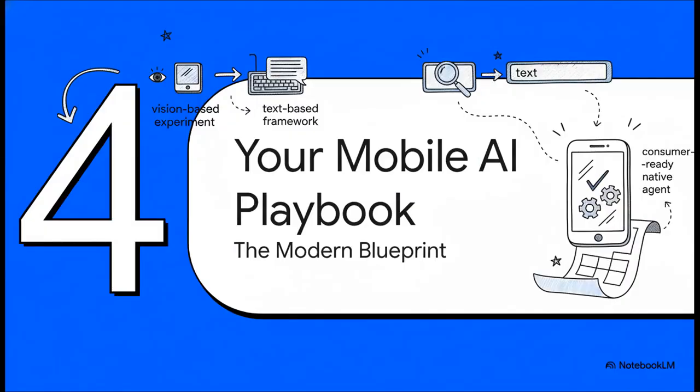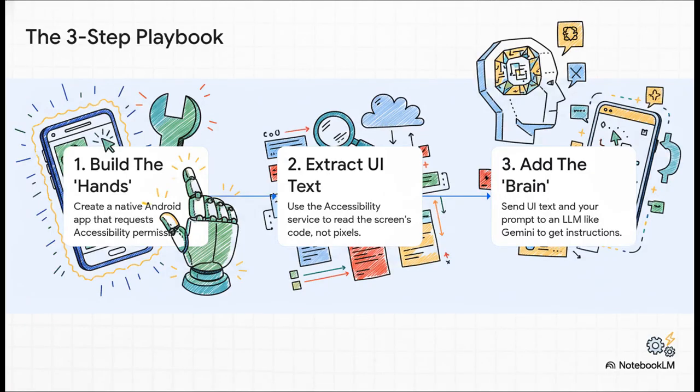So what happens when we put all these pieces together, right? We've seen this evolution from a slow, vision-based experiment to a fast, text-based framework, and finally to a consumer-ready native app. By combining the best ideas from this whole journey, we now have a really clear blueprint for building a truly powerful mobile agent. So here it is, the modern playbook.